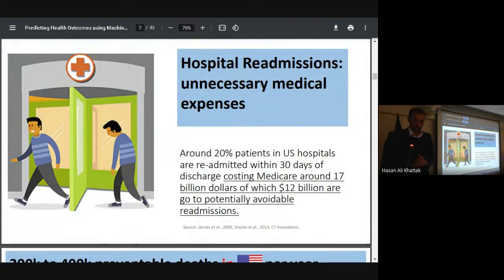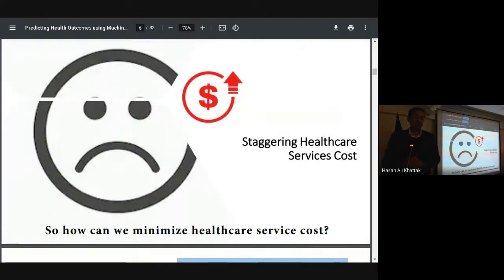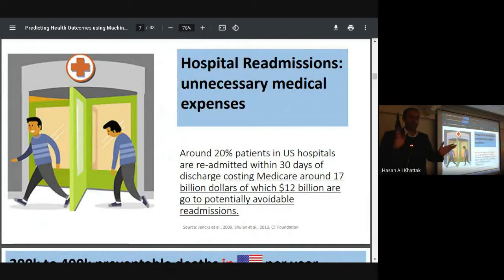With that question in mind, how we can minimize healthcare services costs, we started looking at the areas or the problems where we are spending most of this 17 percent of the GDP that we are using. So the first is the unnecessary medical expenses. And one of the prime examples of unnecessary medical expenses, which cost more, is hospital readmission.